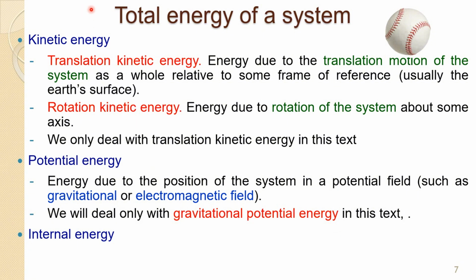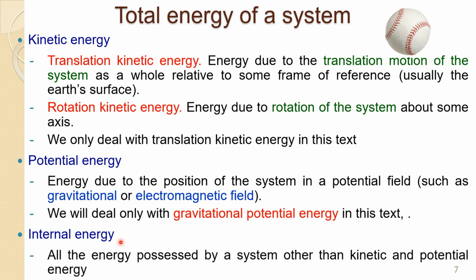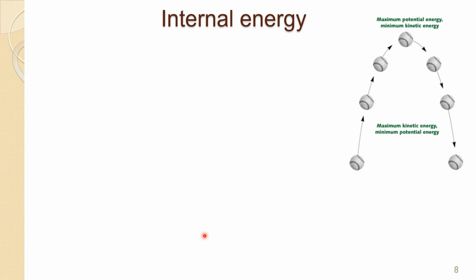So the total energy involves kinetic energy, potential energy, and also internal energy. What is internal energy? It is all the energy possessed by a system other than kinetic and potential energies. So total energy minus kinetic energy minus potential energy is equal to internal energy. Other forms, other than translation, rotation, gravitational, and electrical fields, are all internal energies. There are many types of internal energies.